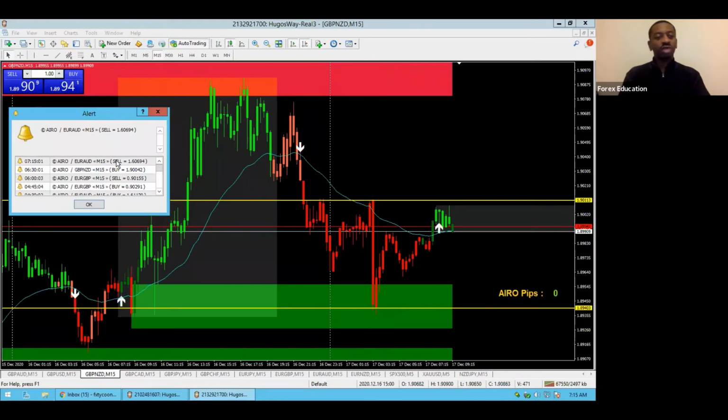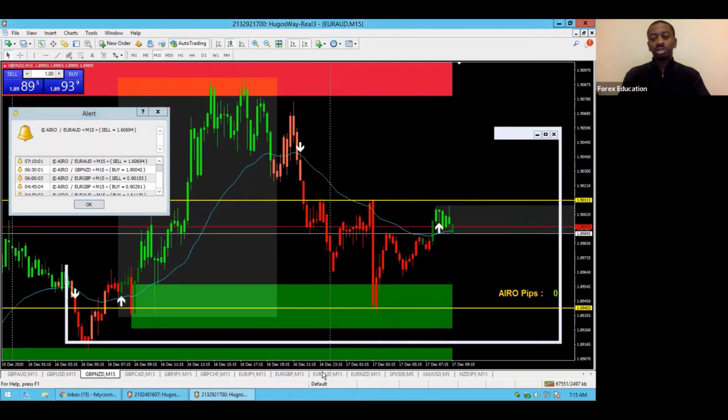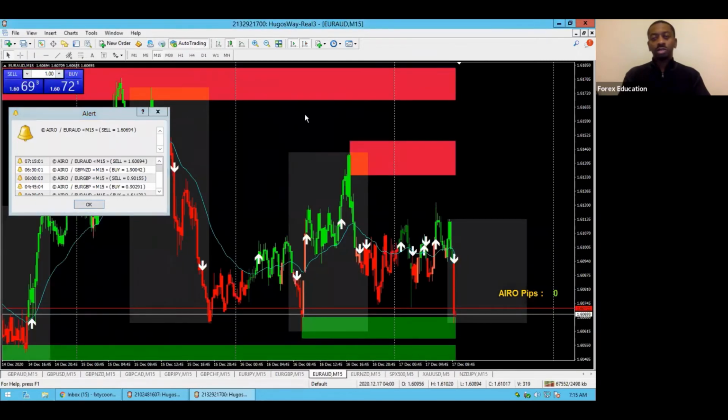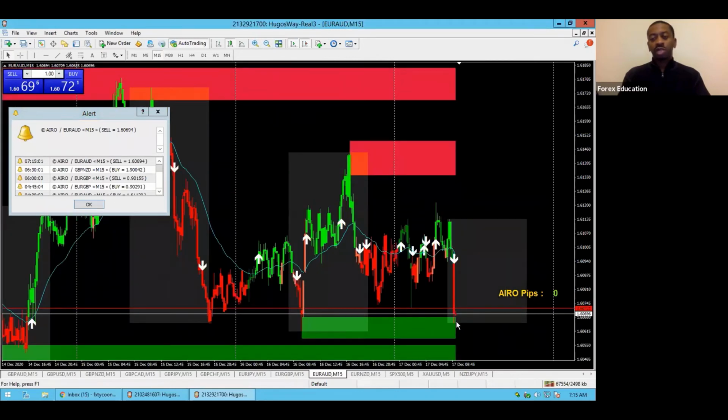Stop answering questions right now. I just heard my chart go off. Let's go take a look to see what we got a notification on. So we have a notification on Euro AUD for a sale. Euro AUD. It's on a downtrend, but it's right at a zone. Right at a zone.